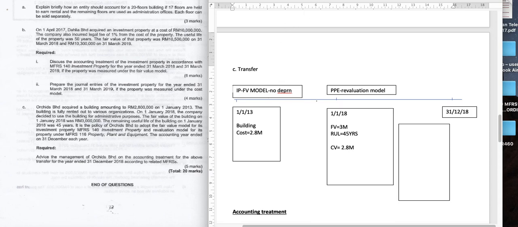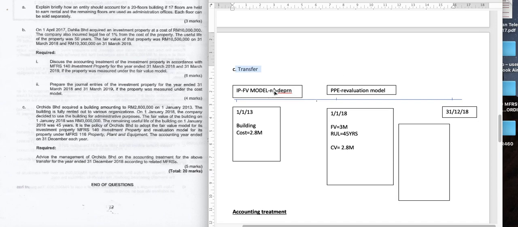According to related MFRS. So that means you need to show the accounting treatment from 1st January here until 31st December 18.